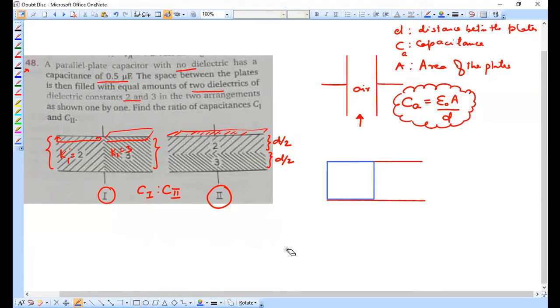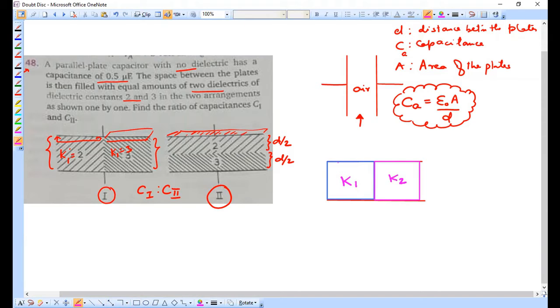So this is one dielectric, and then I've got a second dielectric which is filling the remaining space. Okay, just ignore the space that has been left. Let me redraw the figure. So this is the situation. The entire space is being filled with the help of two different dielectrics, one having a dielectric constant of K1, another having a dielectric constant of K2.